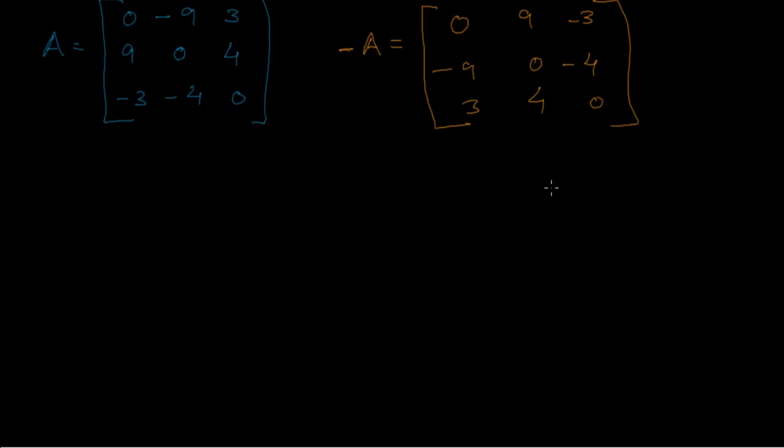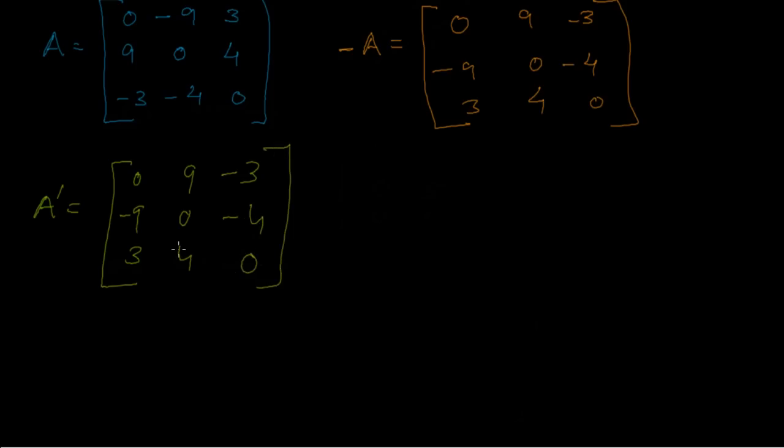And we have to make the transpose of A also. For the transpose of A, we convert rows into columns, and we get 0, minus 9, 3, 9, 0, 4, minus 3, minus 4, 0. So we have made the transpose.